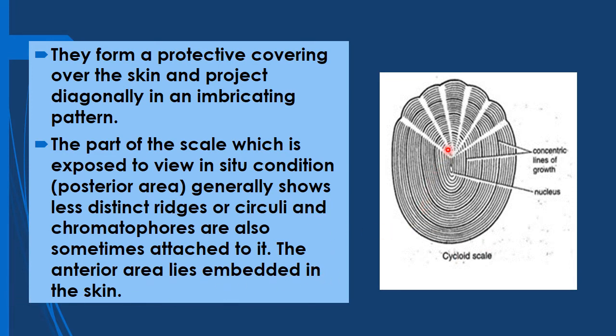So this is the cycloid scale, where we can see the continuous ring-like structure. You can see here concentric lines of growth, which determine the age of the fish. At the central point of this scale is what we call the focus.